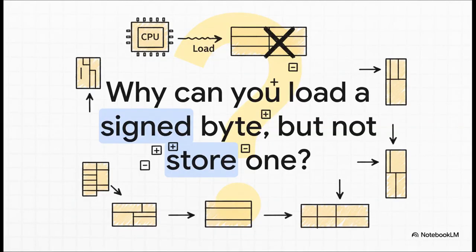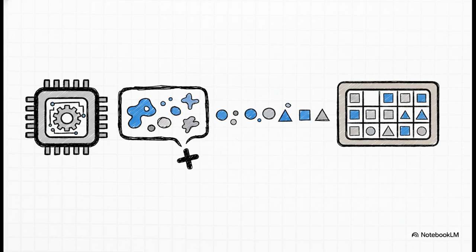So here's a classic head-scratcher that gets a lot of people when they're starting out. If you look at the ARM instruction set, you'll see commands to load a signed byte or a signed half word, but you'll never, ever find an instruction to store a signed byte. So what's up with that? Well, the answer is actually really elegant and simple.